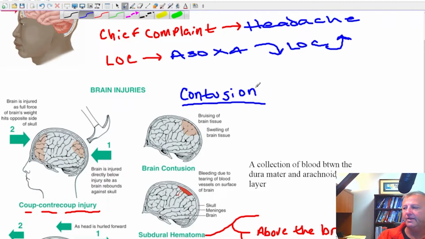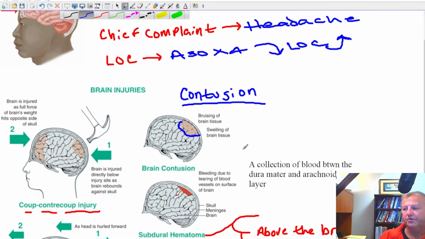So let's look at the contusion. What we have in a contusion is bruising of brain tissue. And this bruising of brain tissue can cause edema or swelling of the brain tissue. That's what you see right here in this figure. We see the contusion. And when we're looking at contusions, we need to think about what the physiology is behind them. So, contrecoup injuries.